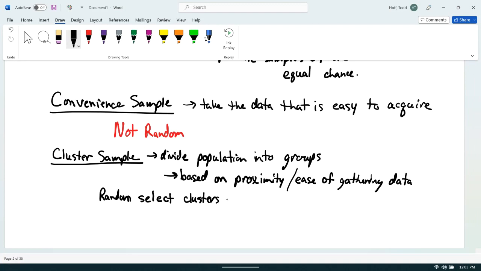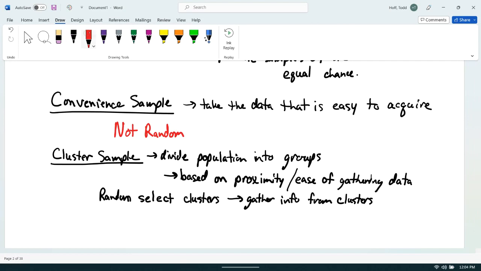What it allows me to do is conserve resources. Rather than having to go around the whole school and track down individual students, I can just go to a classroom and get 15 or 20 responses right there, all at once.